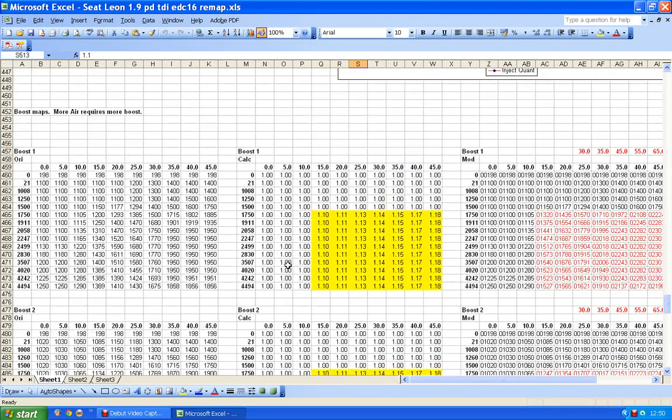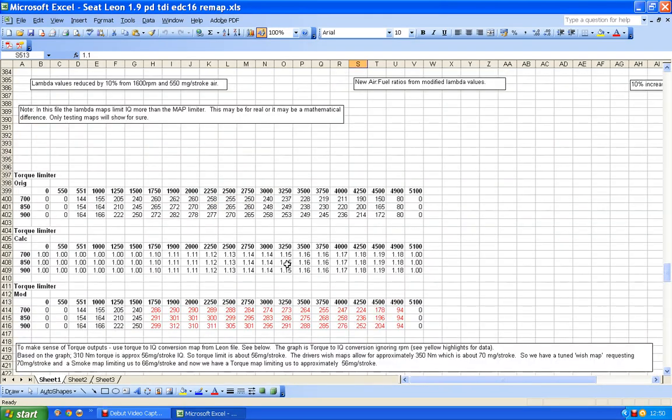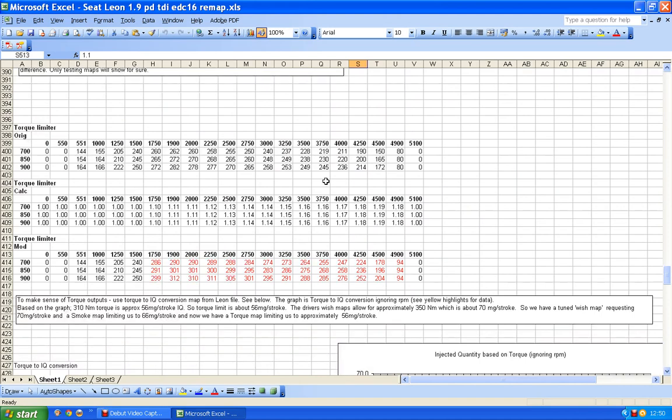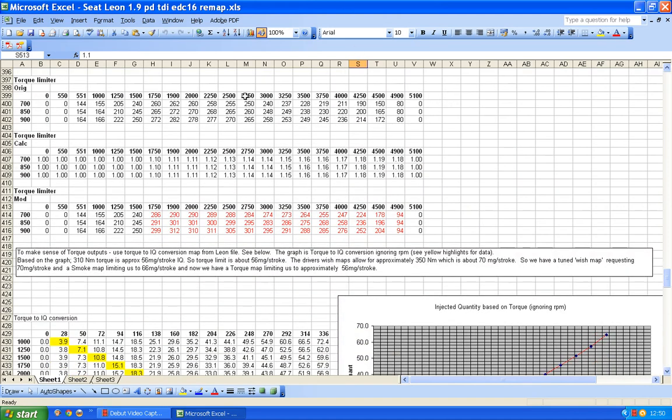Okay, in this video I'm going to have a look at the torque limiter, so I'm just going to go and find the torque limiter. There it is, as pulled straight off of my EDC16 SAT layout file. So there's the torque limiter as it stands currently.